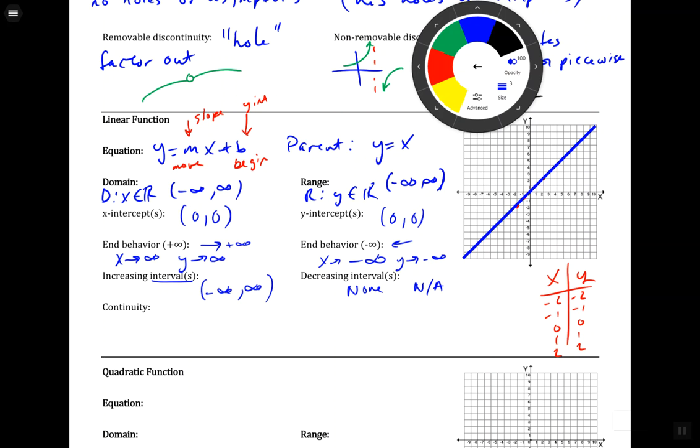Continuity. Is it continuous everywhere? Yes. Then you tell me continuous, it's from negative infinity to infinity. If it's not continuous, you tell me it's continuous everywhere except, and you tell me where it's not continuous. Does that make sense? Everybody clear on that?